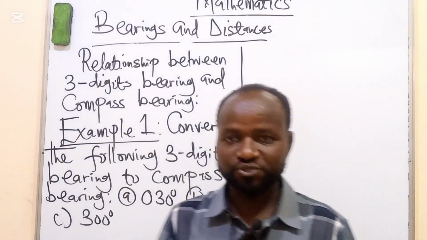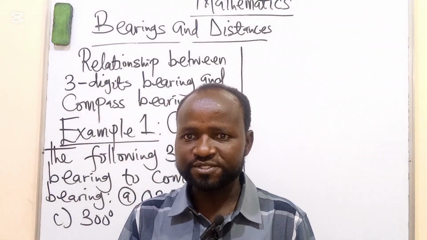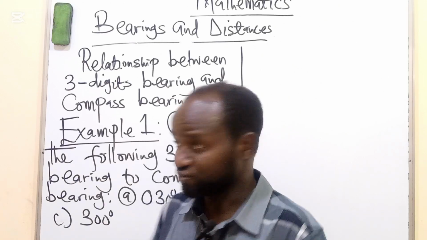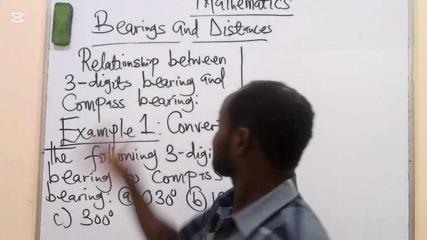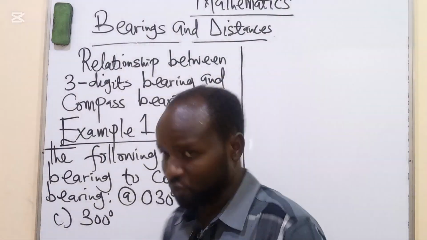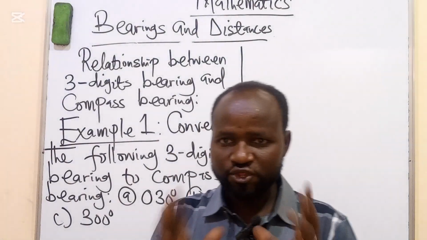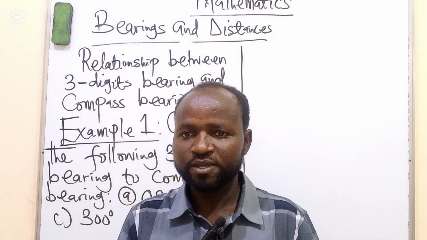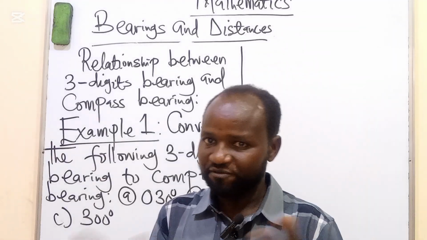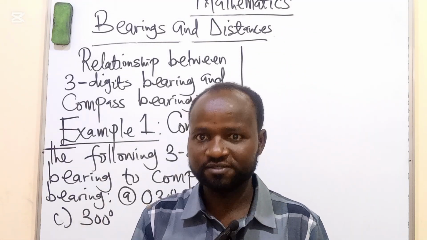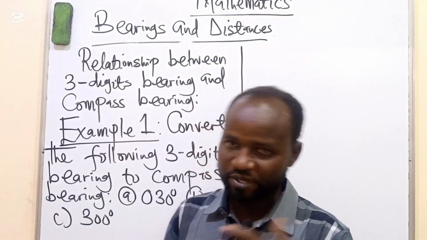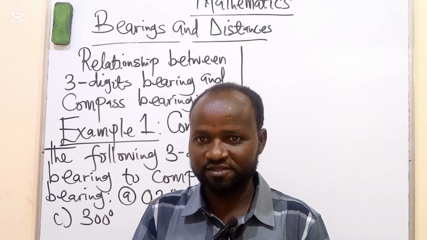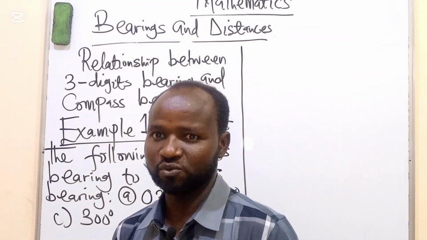In my previous video, we looked at keys in finding bearing and distance. In today's presentation, we are looking at the relationship between three-digit bearing and compass bearing. Any three-digit bearing can be converted to compass bearing, and vice versa, in the sense that from compass bearing to three-digit bearing and from three-digit bearing to compass bearing, as the case may be. We have an example on the board here.